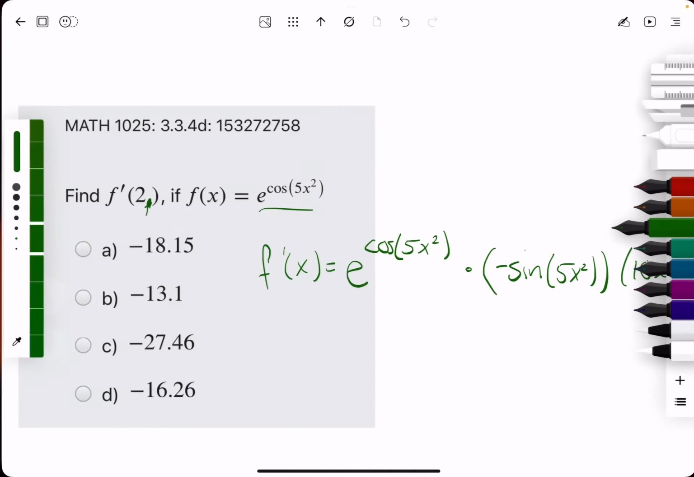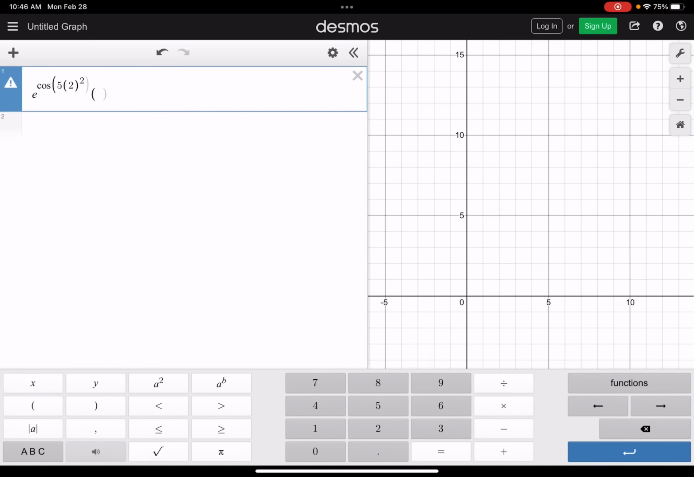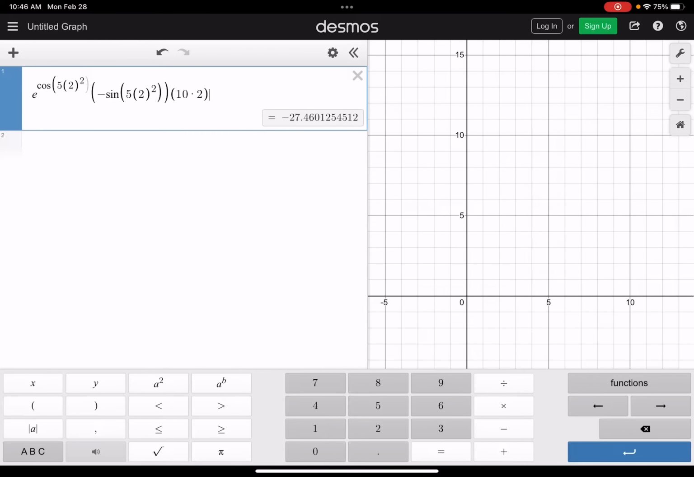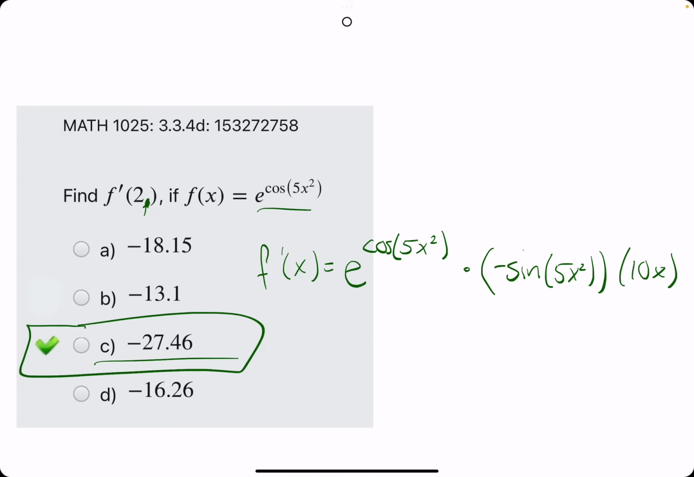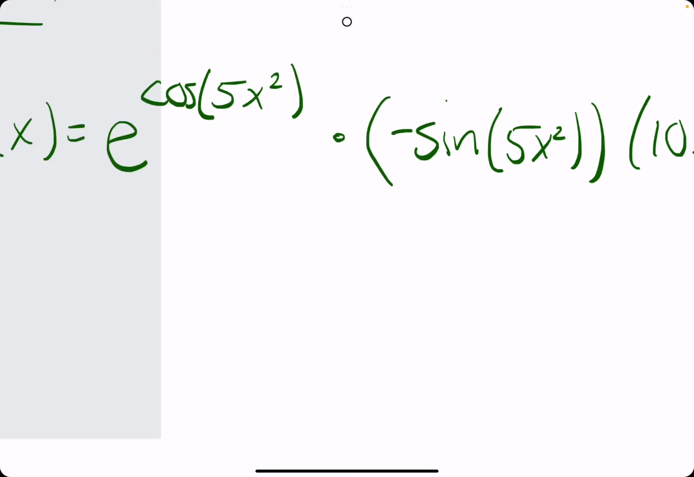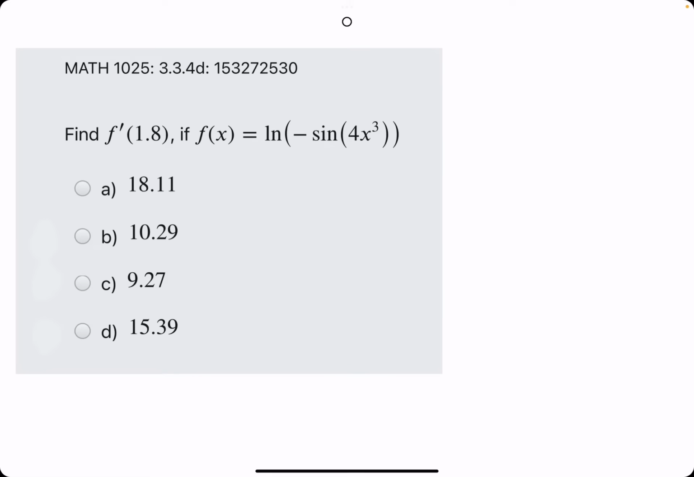And then cosine had a derivative of negative sine. So we do negative sine of 5 times 2 squared. Close that off. And then, of course, 10x, or 10 times 2, is our outer piece. So then negative 27.4 looks like option C. Break out the eraser to see that C is our answer. Whoa. All right, let's do 1 more.